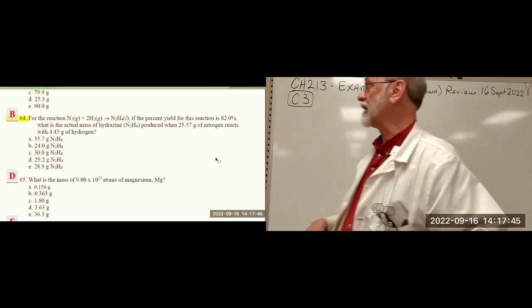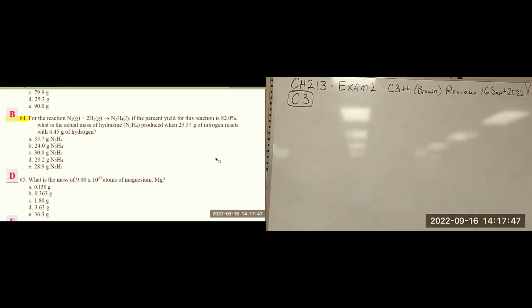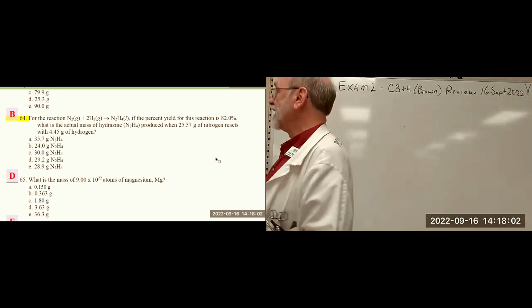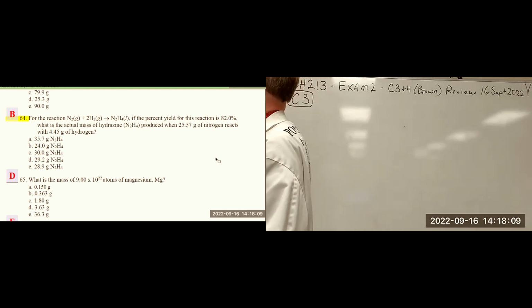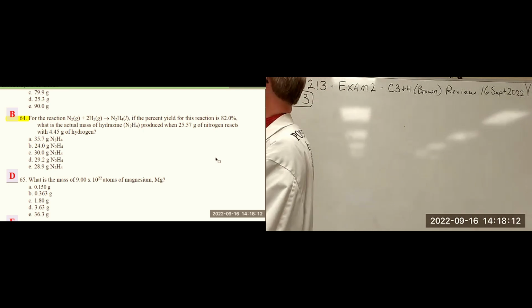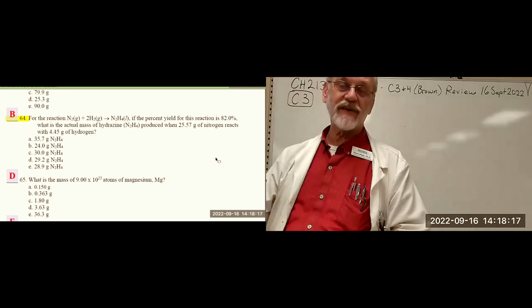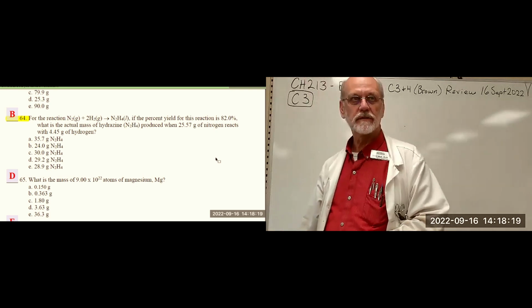So we have that here. We have the yield that we're given for this reaction. We have what actual mass of N2H4 is produced when this many grams of nitrogen react with hydrogen. So you've got to find out which one's limiting, right? And then once you find the limiting reactant, you can find out the mass of N2H4. That's theoretical, but if the percent yield is 82%, then you multiply 0.82 times that value, and that gives you your answer.